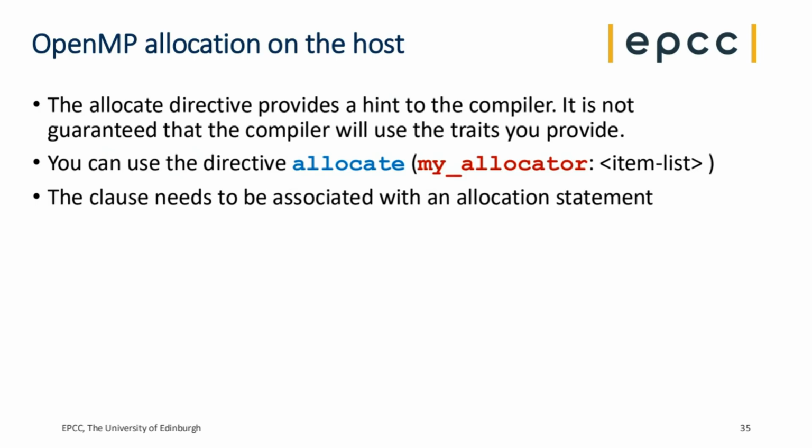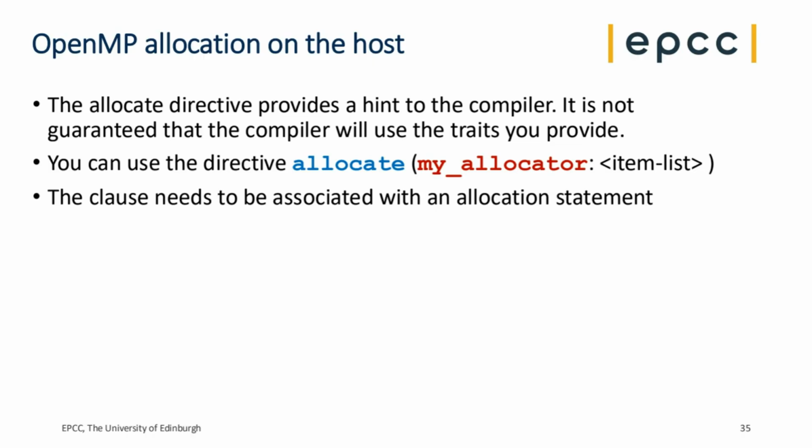So these are basically hints to the compiler. It is not guaranteed what will happen when it comes to run. And I probably didn't quite mention this: when you actually come to use your custom allocator, you use this colon syntax, and the item list are the list of variables that are going to be allocated according to the traits in the memory space that you defined in your custom allocator.